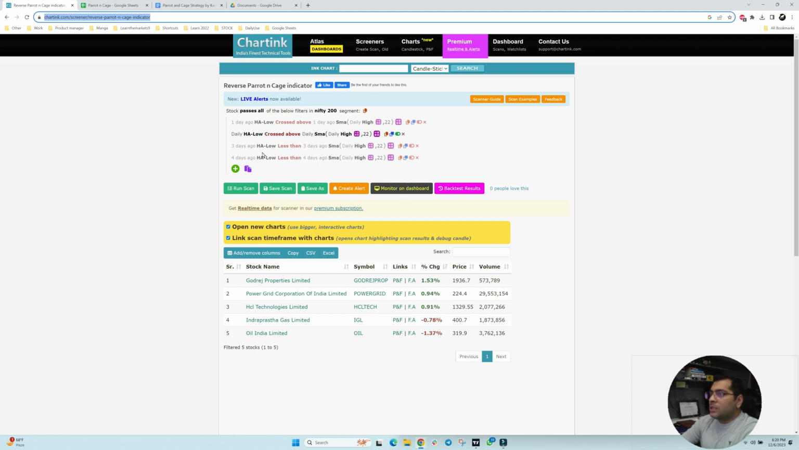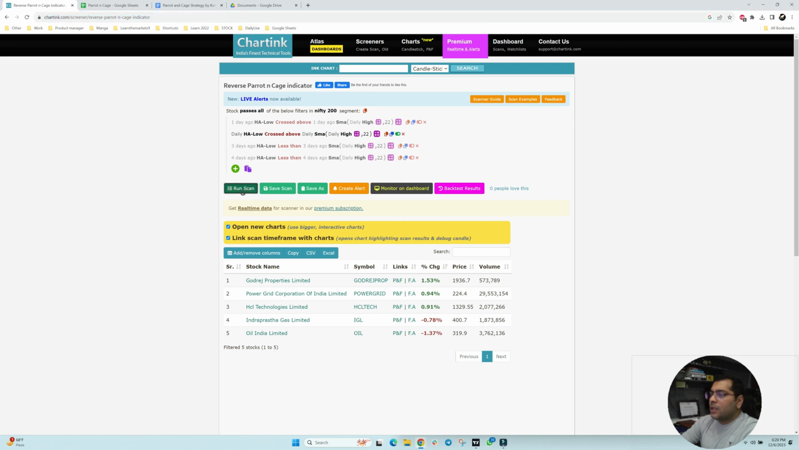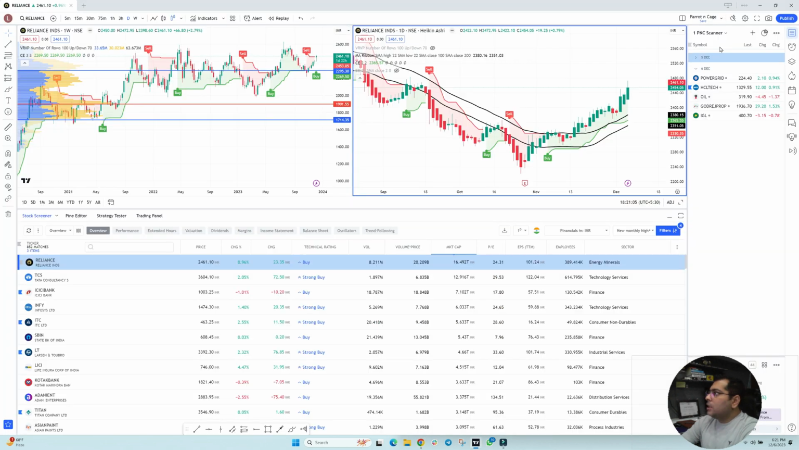So this is the scanner I've built. I have tried to add few iterations, 1, 2, 3. We'll check them later on. Let's try to focus on this one first. I try to run it, then I can see these are the stocks which came in my scanner. This is the list. Let's check these stocks one by one.